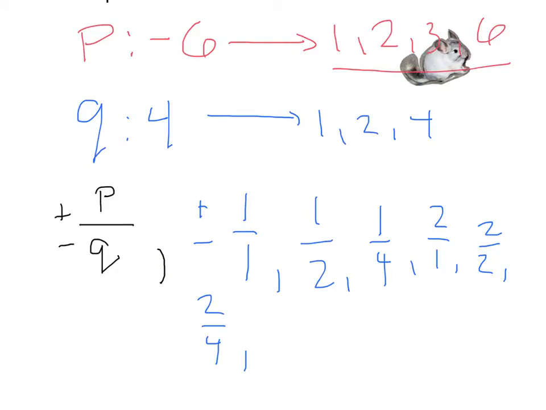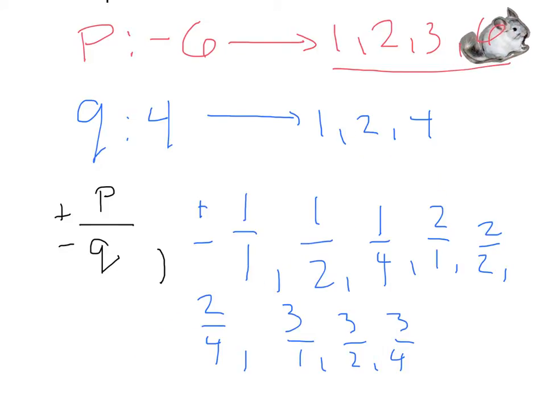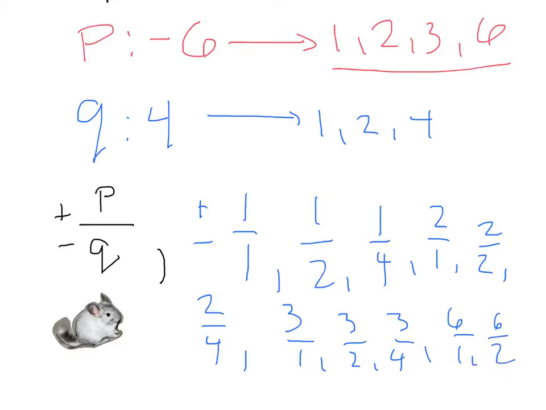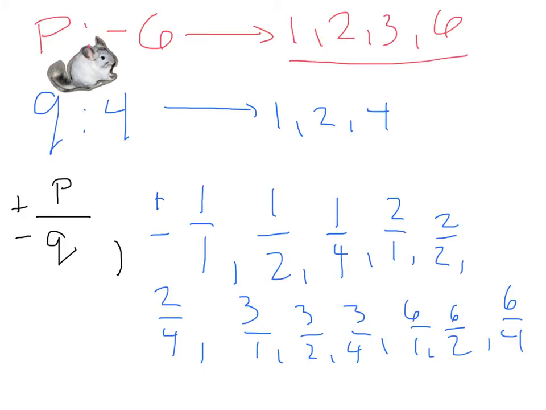Okay, then I go over to 3 and I do the same thing. So I'll do 3 over 1, 3 over 2, and 3 over 4. And then my final one, I have a 6. I'll do 6 over 1, 6 over 2, and 6 over 4. So again, all you're doing is taking all your possible p's divided by all your possible q's, positive and negative.